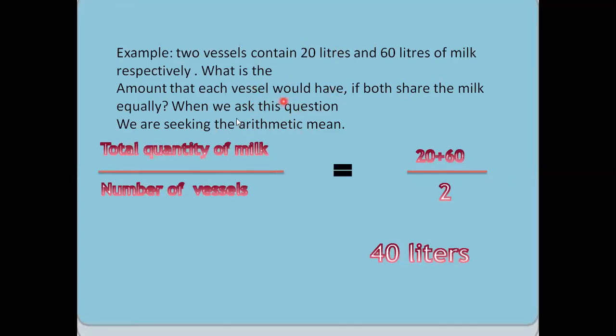For this, arithmetic mean means total quantity divided by number of vessels. Here the total quantity is 20 liters and 60 liters. Then we have two vessels. So the total quantity of milk will be 20 plus 60 liters, and the number of vessels will be 2. So 20 plus 60 is 80, and 80 divided by 2 is 40 liters. So each vessel will contain 40 liters of milk. In this way you will find the arithmetic mean. So arithmetic mean means sum of the observations divided by number of observations. By using this formula, you can find the arithmetic mean.